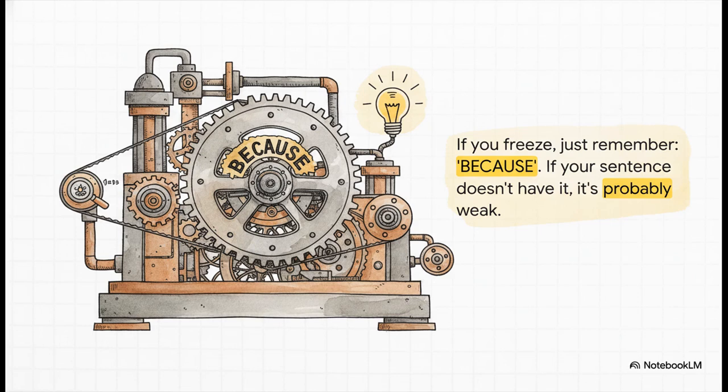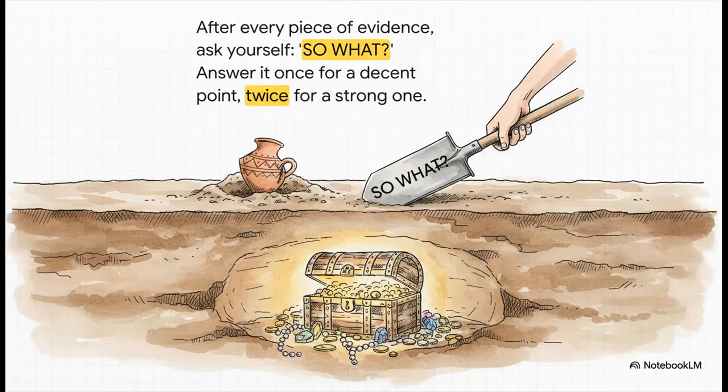Third, your one trigger word. If you're ever staring at a blank page and you freeze up, just think of the word because. That word is the engine of analysis. It forces you to stop just describing things and actually start explaining them. And finally, the ultimate gut check. After every single piece of evidence you write down, stop and ask yourself, out loud if you have to, so what? If you can't answer that question clearly and quickly, you can bet your reader won't be able to either.